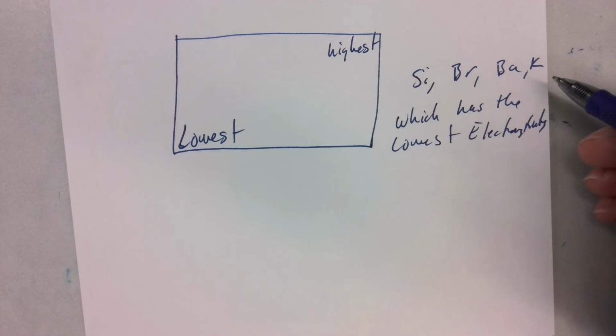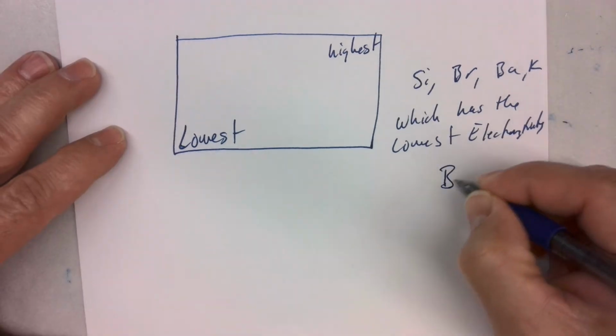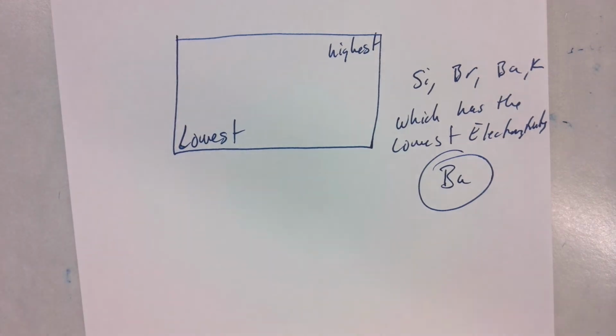Potassium's the lowest? I'd say barium. Barium is the lowest. Why? It's the closest to the bottom left. It's closer to francium than potassium is, isn't it? Right? Does that make sense or no? Yes. Okay, alrighty, so something like that.